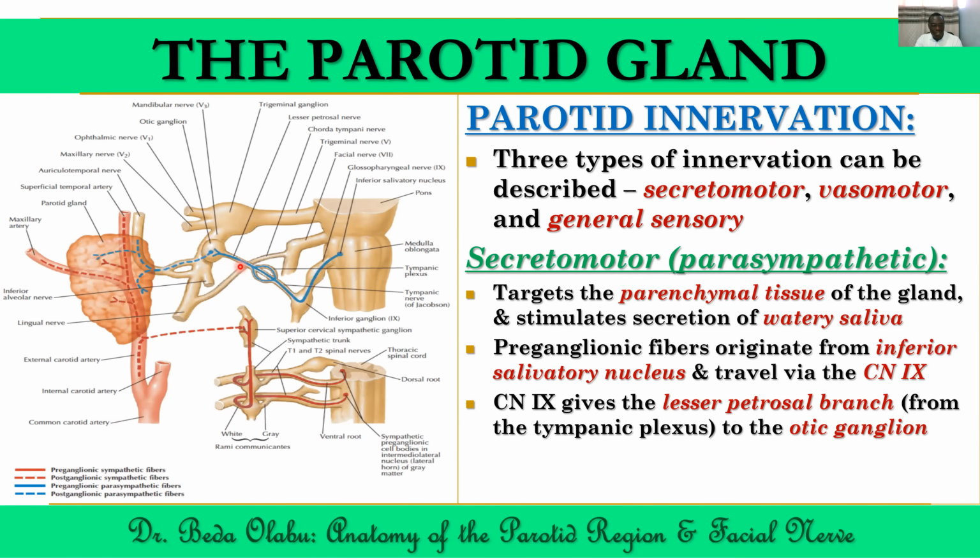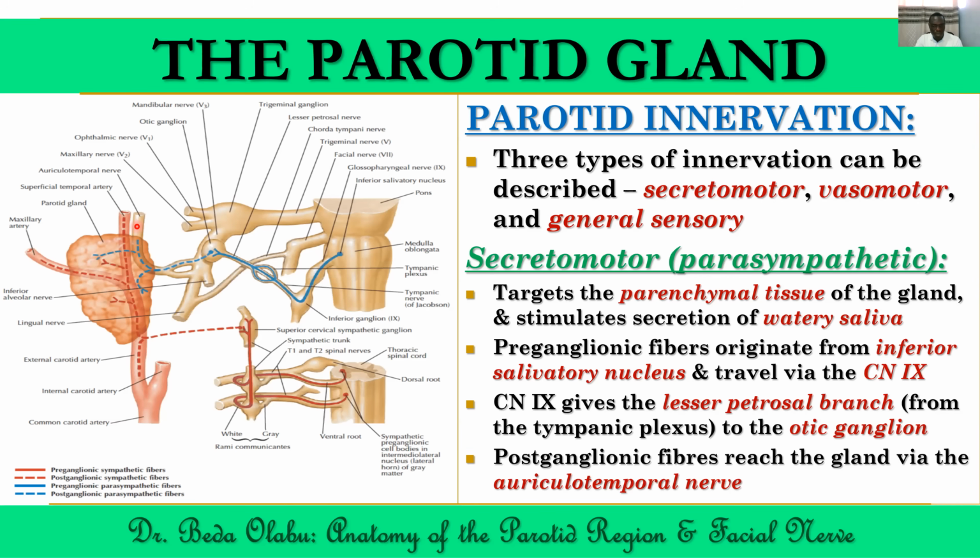This lesser petrosal nerve is the one that synapses within the otic ganglion. The otic ganglion is deep within a region called the infratemporal fossa. We'll talk about it much later. So that's the end of the preganglionic neurons, the otic ganglion. From the otic ganglion, we have synapsing and postganglionic neurons hitchhike on the auriculotemporal nerve. So they're just hitchhiking on the auriculotemporal nerve.